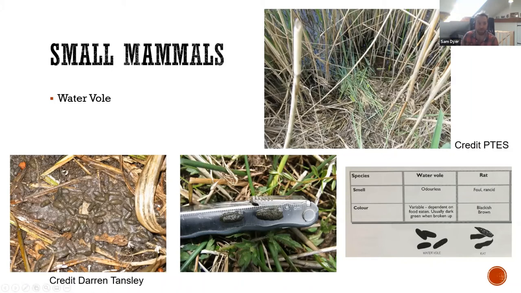So the picture in the bottom left is a little pile of water vole droppings, which are quite distinctive. They're odorless, unlike the rat. So if you're confused, give it a sniff and you'll regret it if it's rat, but water vole are odorless. They're normally a dark green color, about a centimeter in size, and nicely formed pellets.